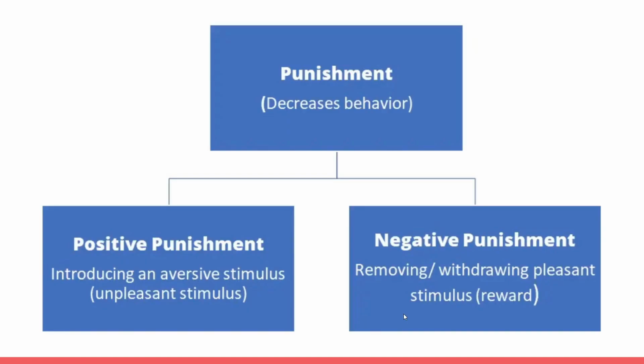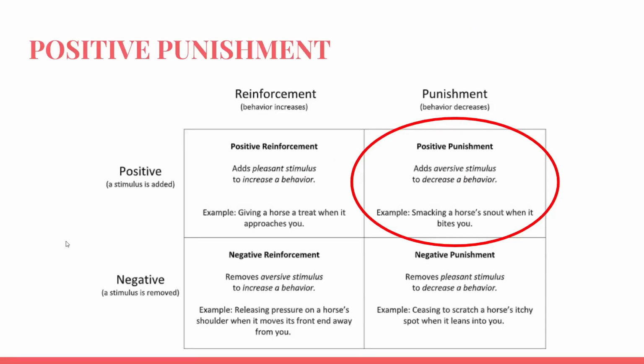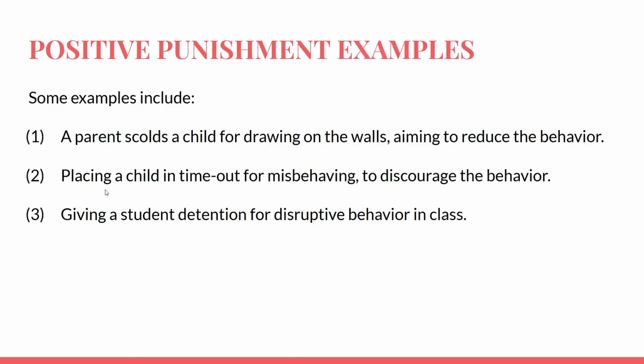Then there is positive punishment and negative punishment. Positive punishment means to add an undesirable stimulus to decrease a behavior. Some examples include 1. A parent scolds a child for drawing on the walls, aiming to reduce the behavior. 2. Placing a child in timeout for misbehaving to discourage the behavior. 3. Giving a student detention for disruptive behavior in class.